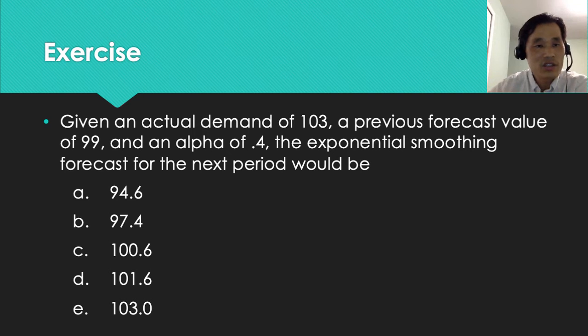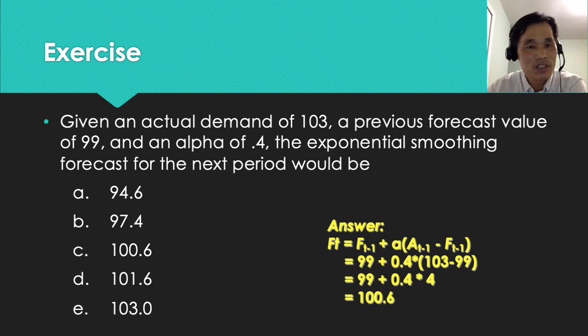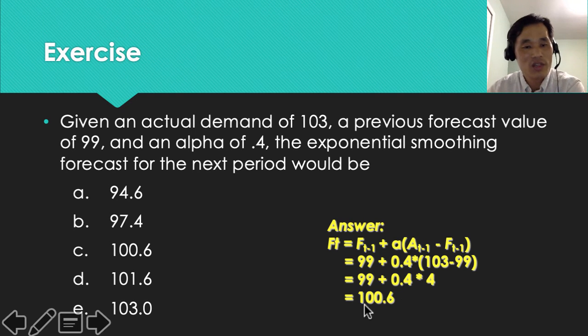Let's do another exercise here. Given an actual demand of 103, a previous forecast value of 99, and an alpha of 0.4, the exponential smoothing forecast for the next period would be what? So let's use the formula. Ft minus 1, the forecasted value, is 99, and actual value is 103. So actual demand was 103, and forecast value is 99, and we know the alpha is 0.4. It's given. So calculate that, and you will find 100.6 is the answer.